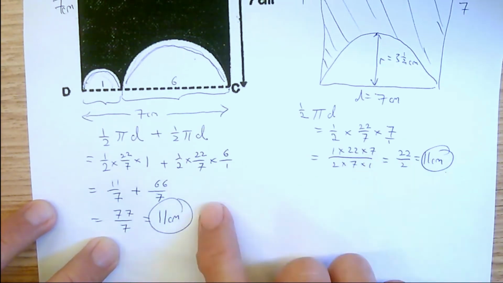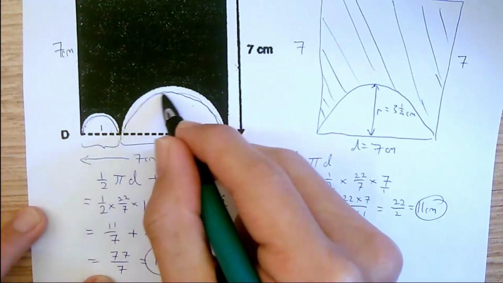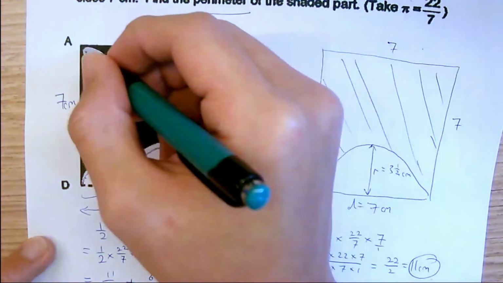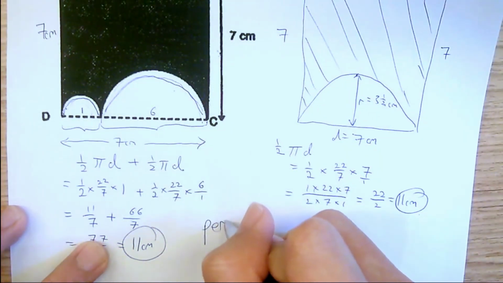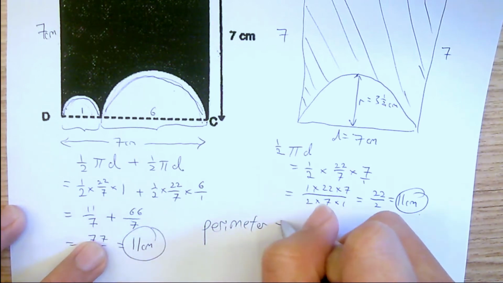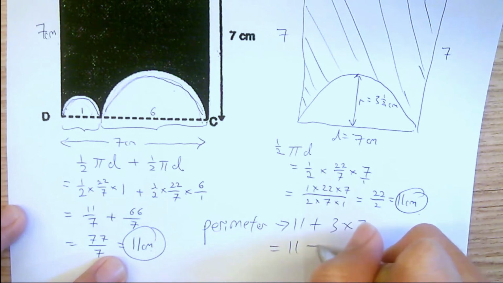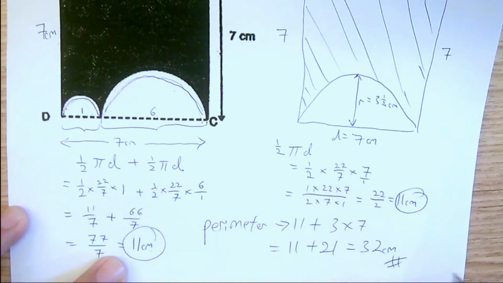Now, after you're done with this, it will be very simple. Because if this plus this is 11, then we merely have to add 11 to 7 to 7 to 7 to find the perimeter of the shaded part. So the total perimeter will be this 11 plus 3 sets of 7. So it's 11 plus 21, giving us 32 cm. This is actually how you get the answer.